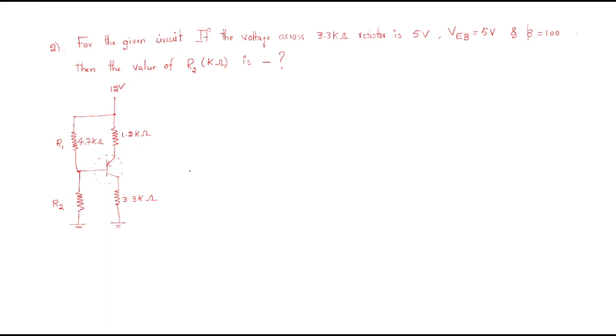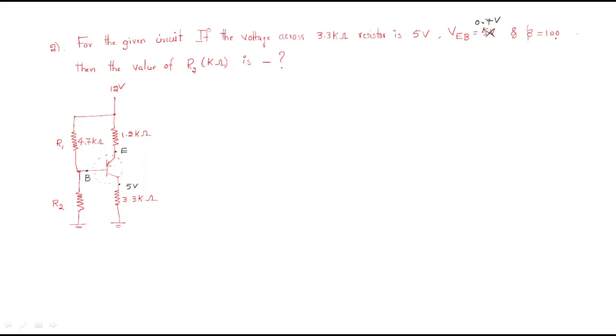So look at the next problem. The second problem is, for the given circuit, if the voltage across 3.3 kilo ohm is 5 volts. So where is the 3.3 kilo ohm? Here. This is the 5 volts, and VEB equal to 5 volts. So this is the emitter and this is the base, VEB. Okay, VEB cannot be 5 volts. This is wrong actually. This is 0.7 volts.